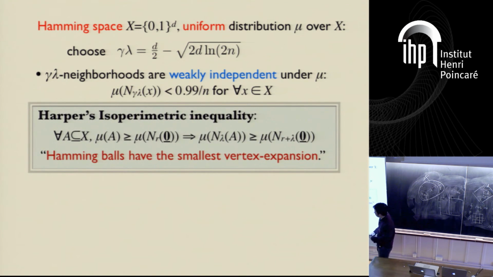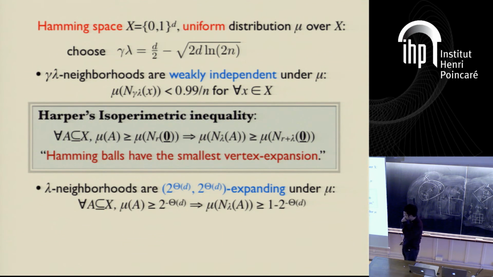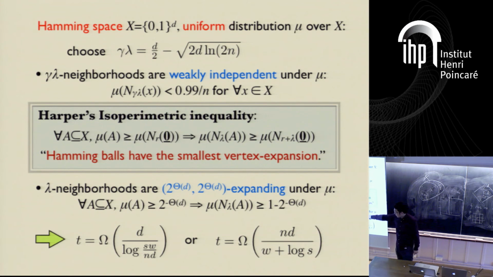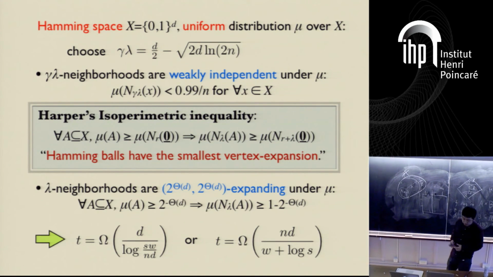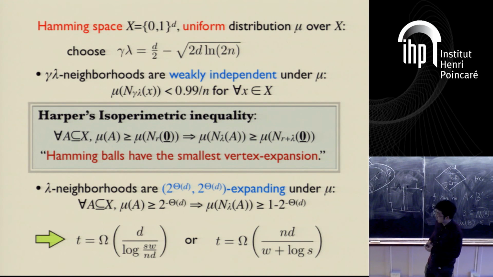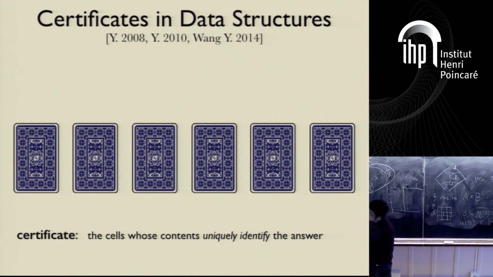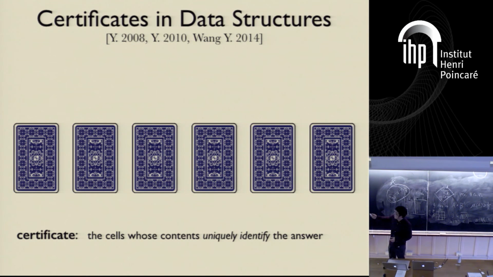And by Harper's isoperimetric theorem in the Hamming cube, the Hamming balls always have the smallest vertex expansion. So we can safely assume, without loss of generality, that A is a Hamming ball. So we can have this kind of expansion, which gives us this lower bound of this form for the average case complexity of approximate near neighbor. Okay, the last note is all of the proofs work for non-deterministic data structures.